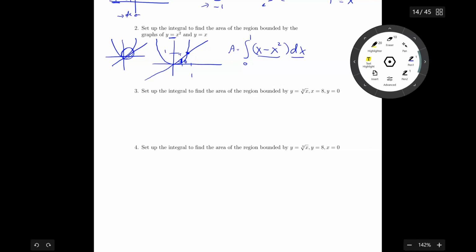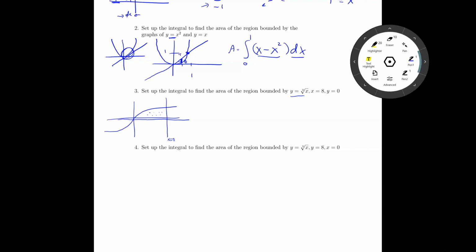All right, continuing on, we have the graph of y equals x to the 1/3 power, which looks like this. We have x equals 8. Remember, I want to make sure you know what x equals 8 looks like. It's the vertical line, and then y equals 0. So the area contained is the area here.